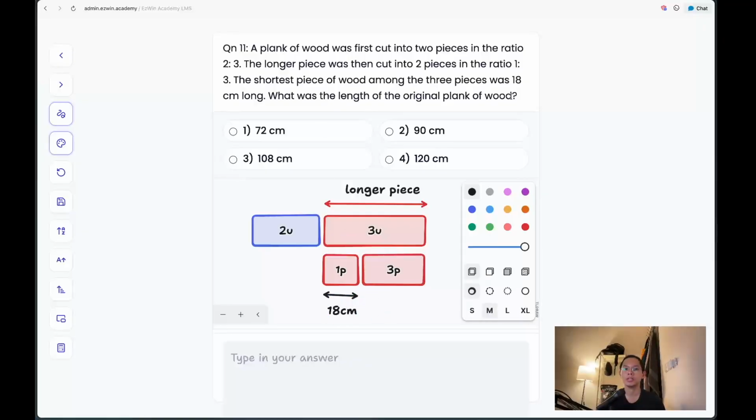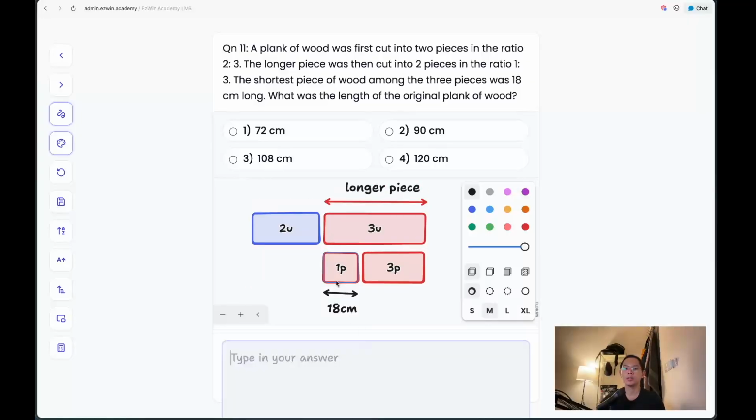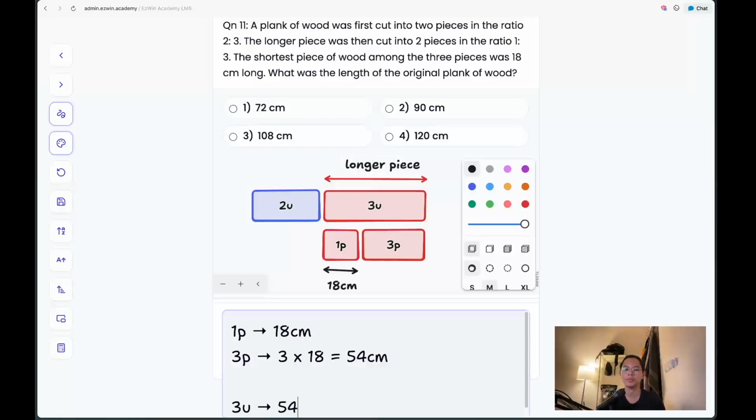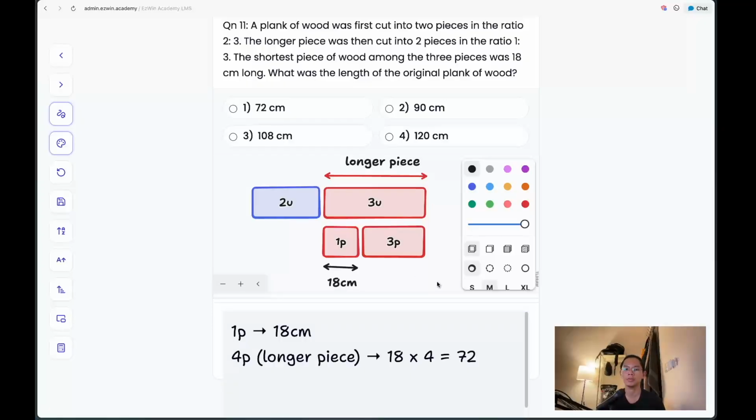Okay, so from here, what was the length of the original plank of wood? We know that one part is equal to 18 centimeters. Then that means we can go 3 parts, which is 3 times 18, and this will give us 54 centimeters. Sorry, we actually need to get 4 parts, right? So the total 4 parts of the longer piece is equal to 18 times 4. Instead of 3 times 18, we want to get 4 parts. And in this case, it will be 72. So that means the total over here is 72 centimeters.